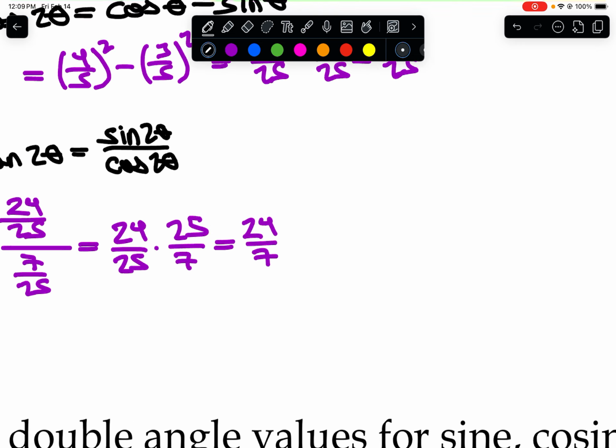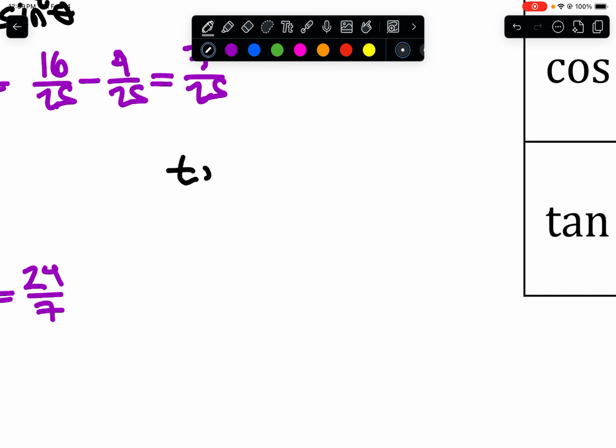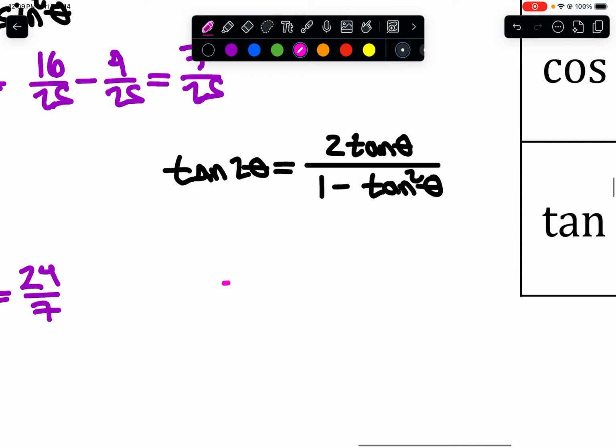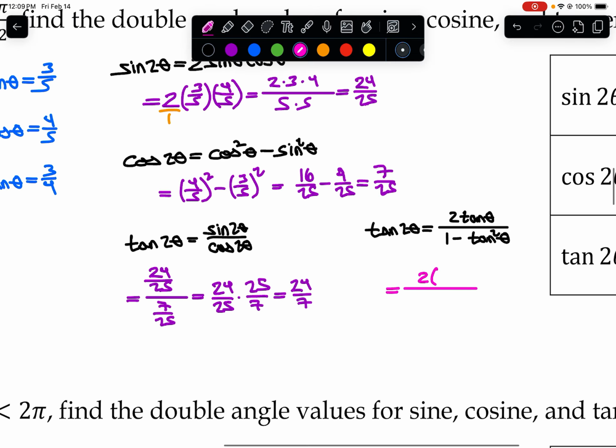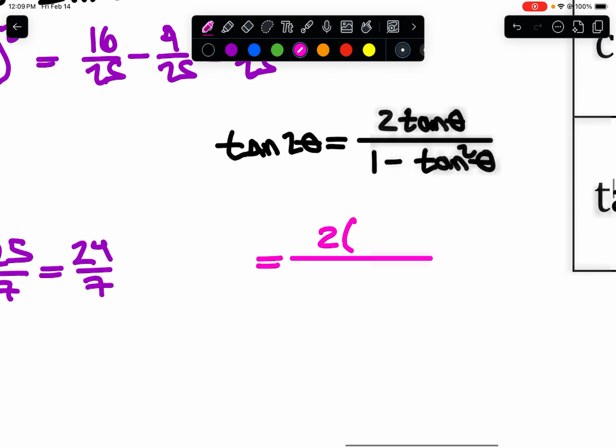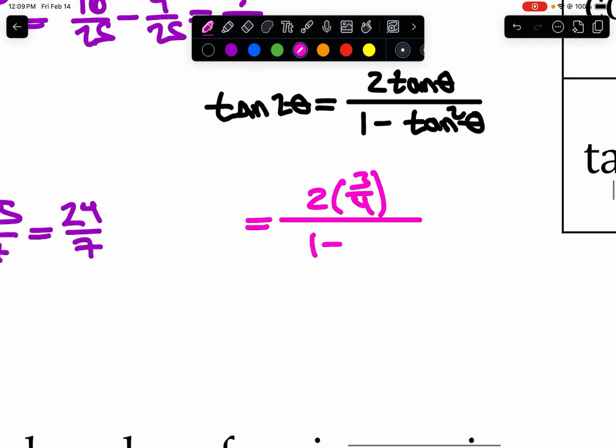Now I'm going to go ahead and do the same thing over here. So I'm going to do tangent 2 theta, but this time I'm actually going to use the identity. So in the top we have 2 tangent theta over 1 minus tangent squared theta. So when I do this one, I'm going to do 2 times my tangent theta value, which if I look at tangent, that's going to be 3/4. So I'm going to do 2 times 3/4 over 1 minus 3/4 squared.